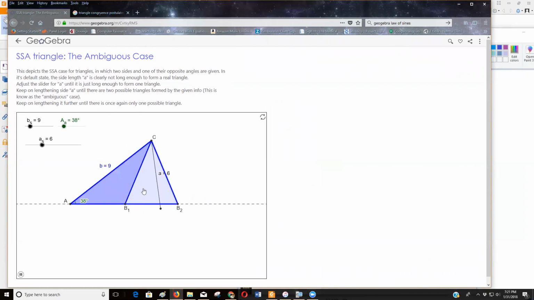And this is why side side angle is not a congruence postulate, because there's not 1 triangle that can be formed. There are 2 possible ones. So that's why we throw that out. So how do you solve this? Well, there are 2 possibilities.